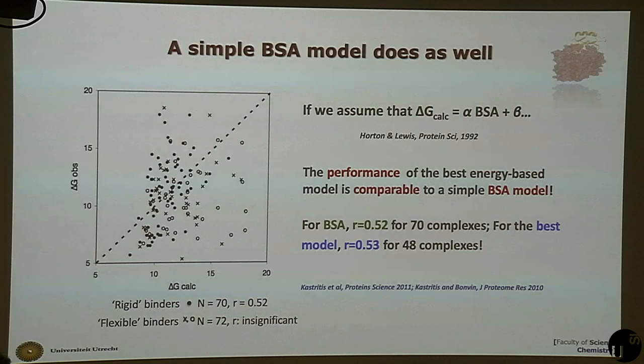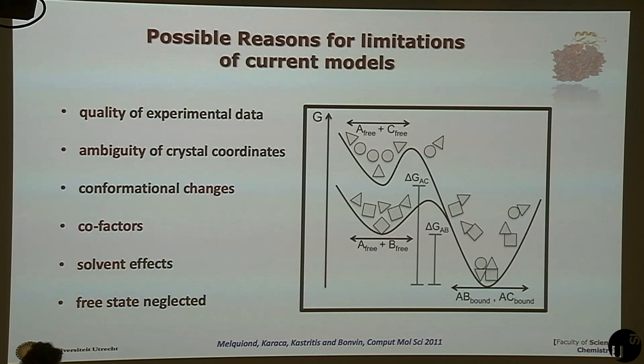So what are you missing here? Many things. There might be limitations in the quality of the data. Again, these sets of data have been measured in different labs by different methods. So it would be extremely nice for the field to have a data set measured in a consistent way on a large set of complexes. It's simply not there. There might be ambiguity of crystal coordinates. We might be missing cofactors. We might be missing water, maybe ions, so the solvents.